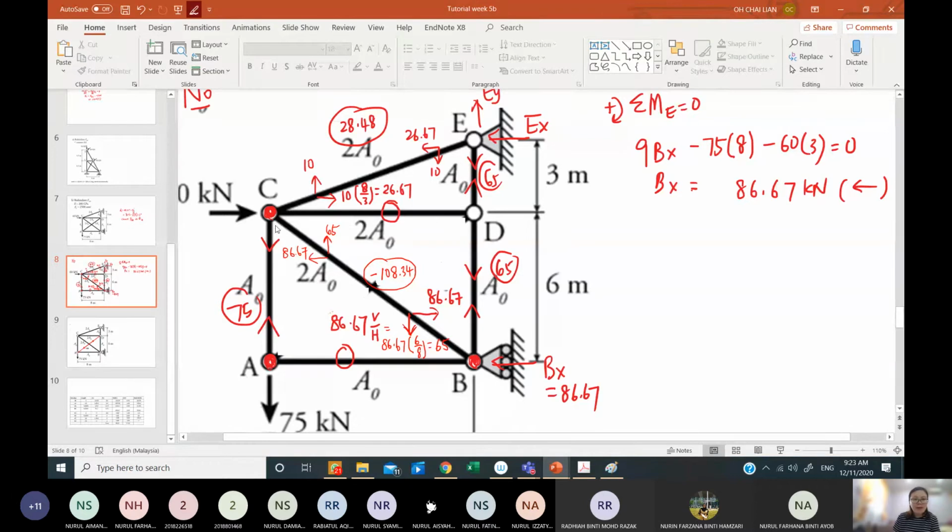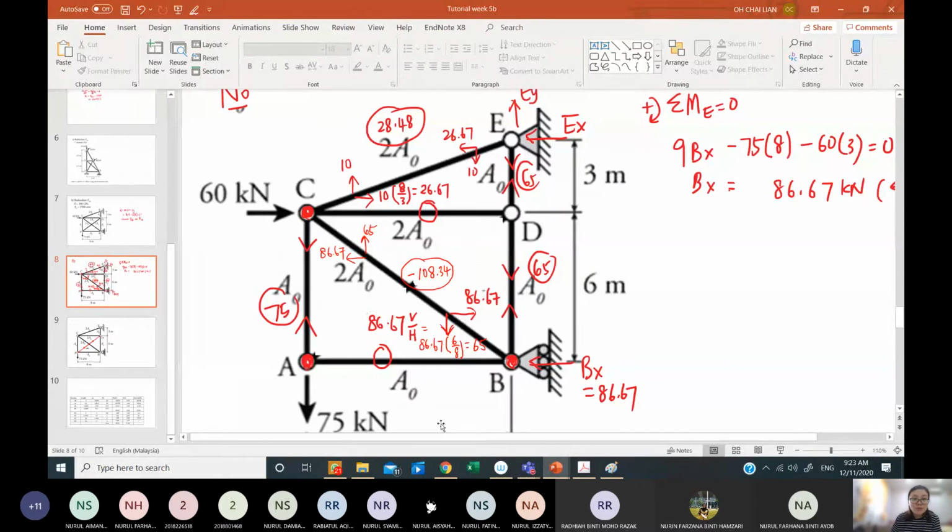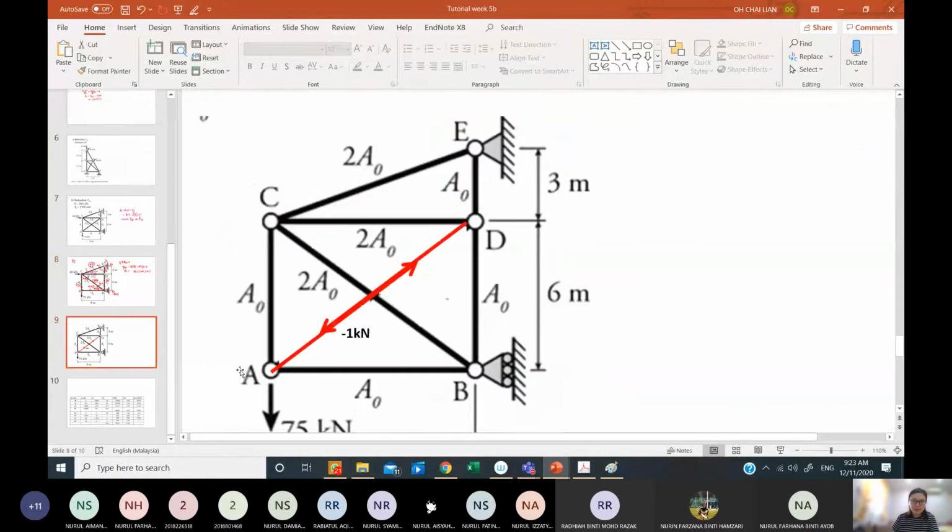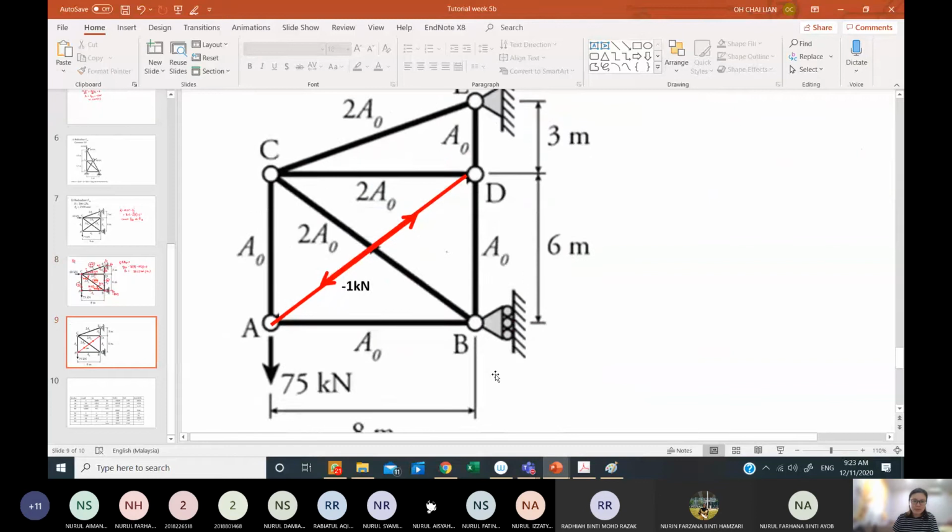You can move to N1. But I want to check back my C, whether it's in equilibrium horizontally. Okay, I check first: 86.67 minus 26.67. Oh yes, I've achieved all this equilibrium except E. I do not determine the EX and EY, but I am satisfied with this. So now I will move to N1. For those who are fast, you can continue without waiting for me.